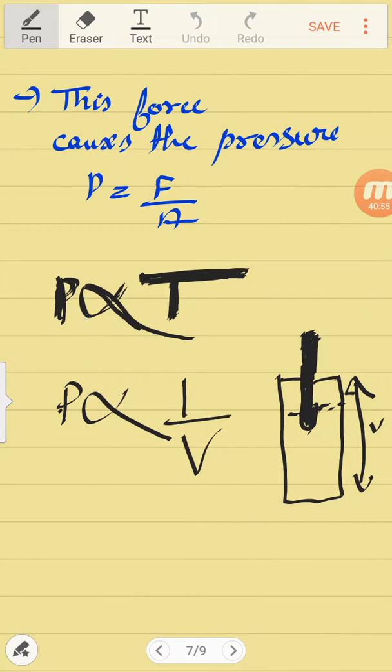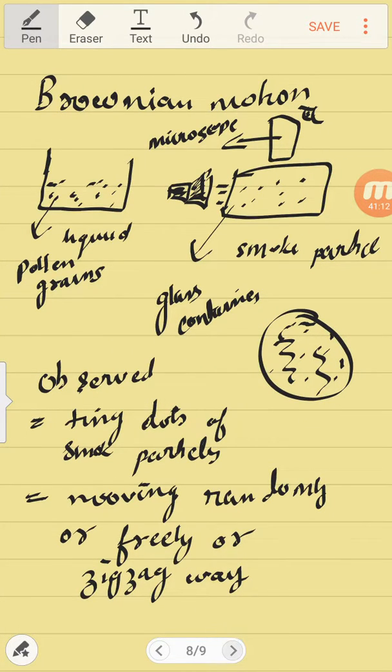This you must know: pressure is directly proportional to temperature. They will ask you this question: if the temperature increases, what happens to the pressure? You will say that the pressure also increases. And when the pressure increases, the volume decreases. This they will ask you.